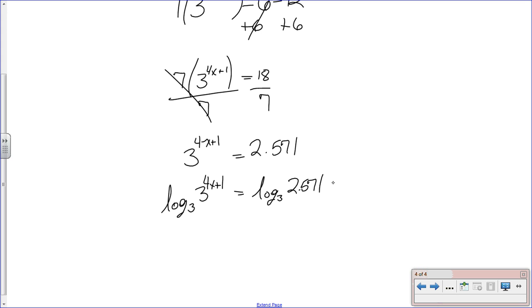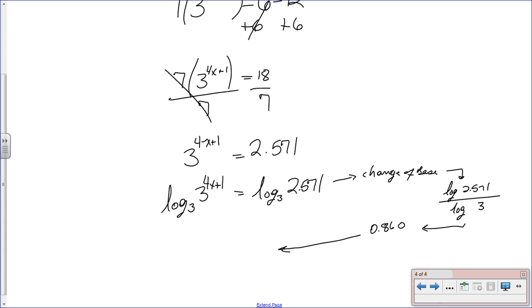Alright, now remember for this side, you need to do change of base. And that'll give you the log of 2.571 divided by the log of 3. And that'll give you 0.860. So bring that back over here and plug it in. So remember this will now cancel with that, leaving you 4x plus 1 equals 0.860.